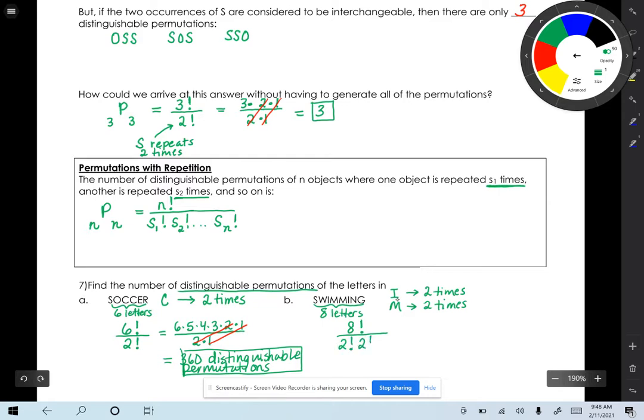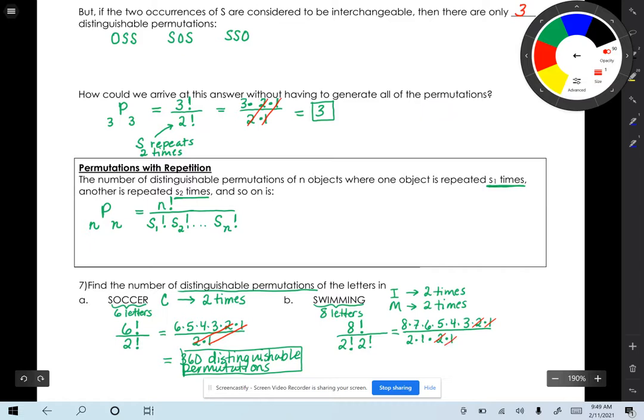What if there was a third one? You would put it however many times it repeated, like 3 times. Like if we did the word Mississippi, that'd be crazy, right? So here's how we would write all that out. 8 factorial is 8 times 7 times 6 times 5 times 4 times 3 times 2 times 1. 2 factorial is 2 times 1, and the other 2 factorial is 2 times 1. So we can cancel out.